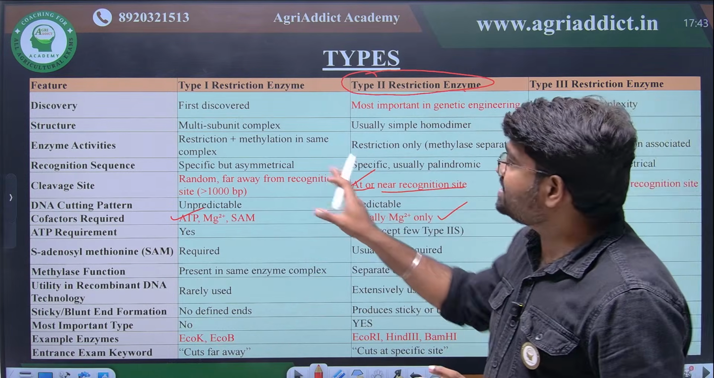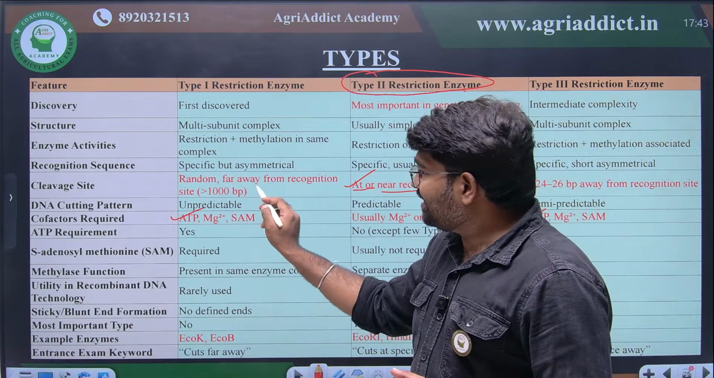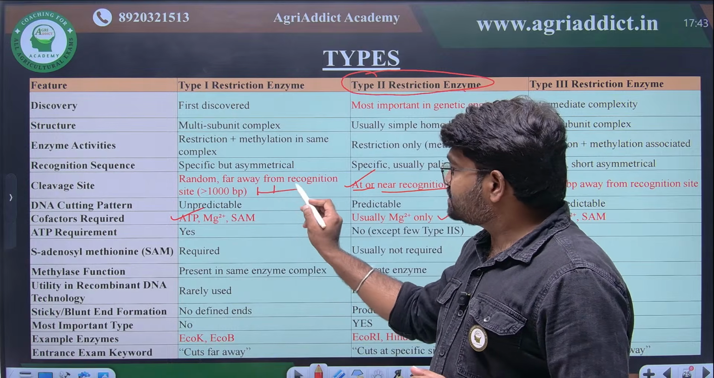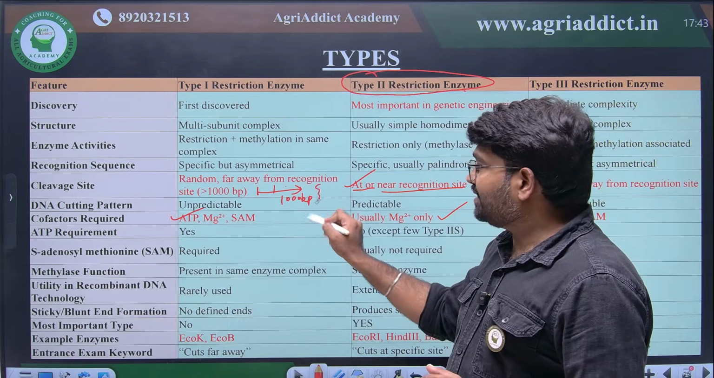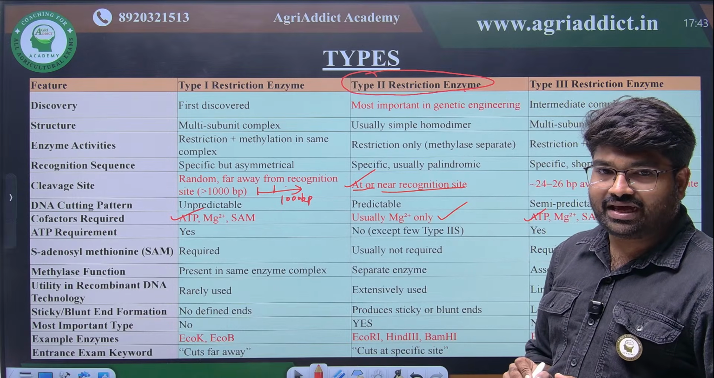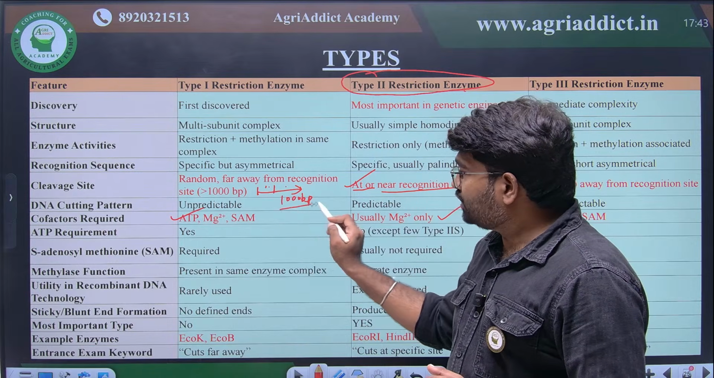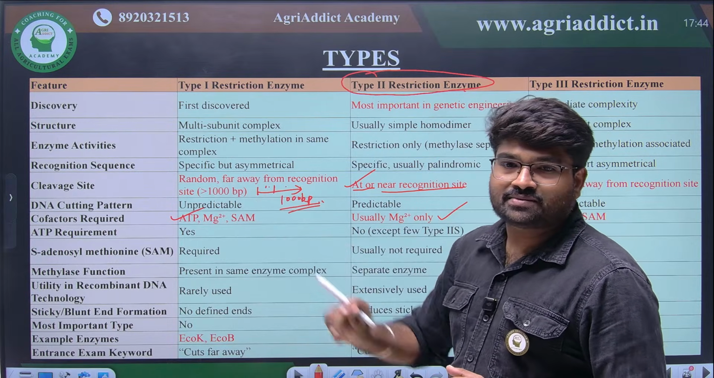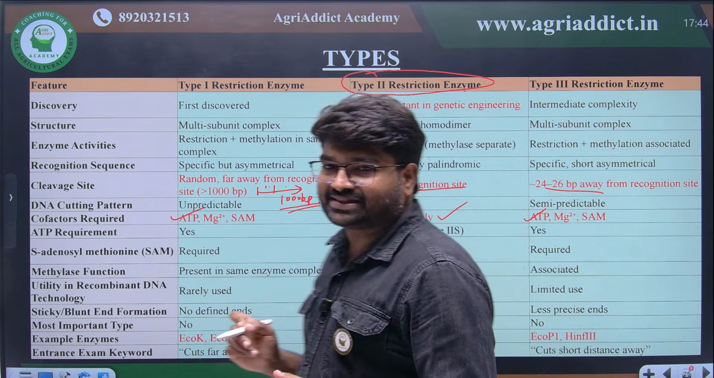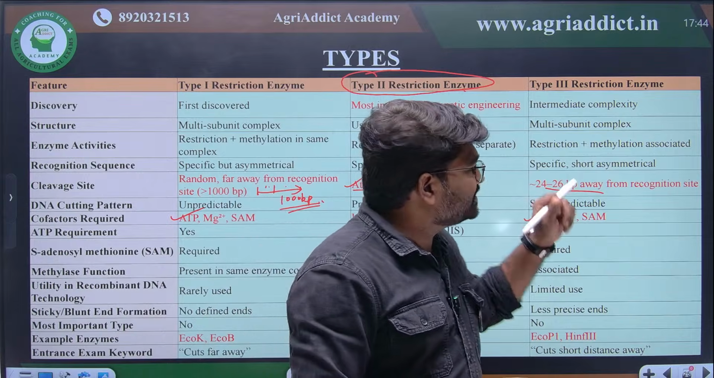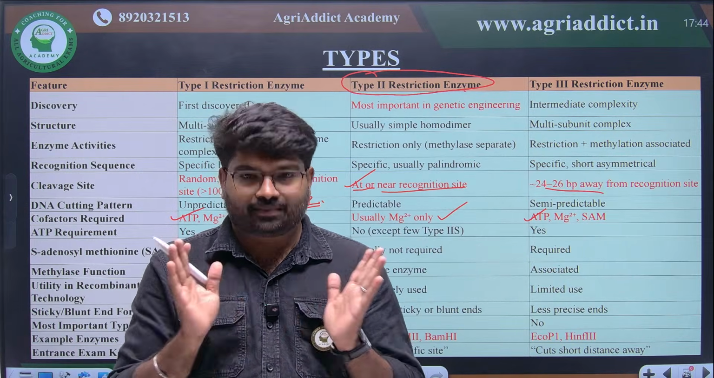But in Type 1 restriction enzyme, it will recognize one site, then around 1000 base pair away from the recognition site, it will cleave. The concept is clear. Then in Type 3 restriction enzyme, 24 to 26 base pair away from the recognition site, it will make the double strand breaks.